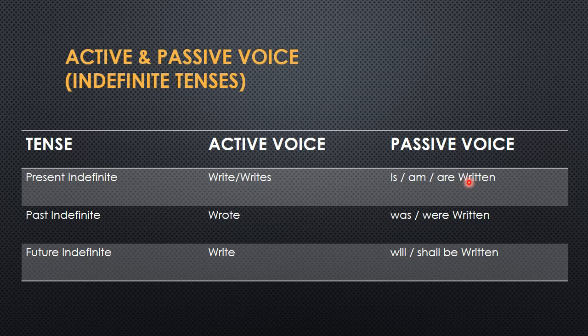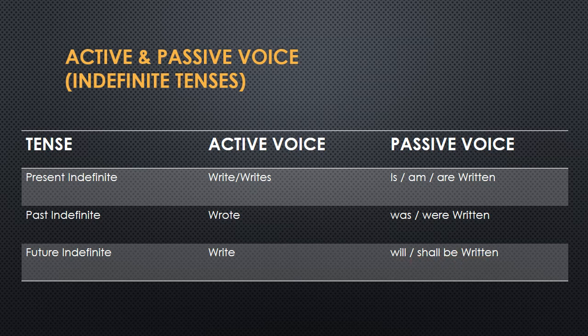As I had told you before, passive voice always contains the third form of verb, so we will use is, am, are, and the third form of verb in present indefinite tense. In past indefinite tense, we use the second form of verb, so in passive voice we will use was and were as a helping verb, and the third form of verb, okay. In future indefinite tense, we use the first form of verb, and in passive voice of future indefinite tense, we will use will be or shall be, and the third form of verb.